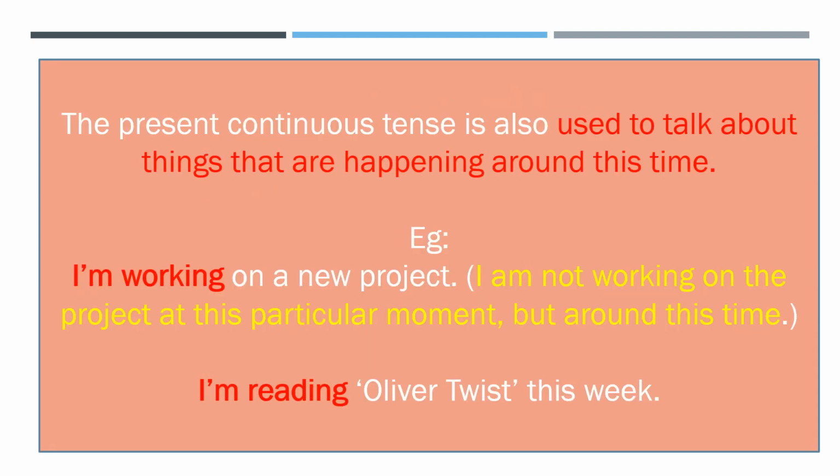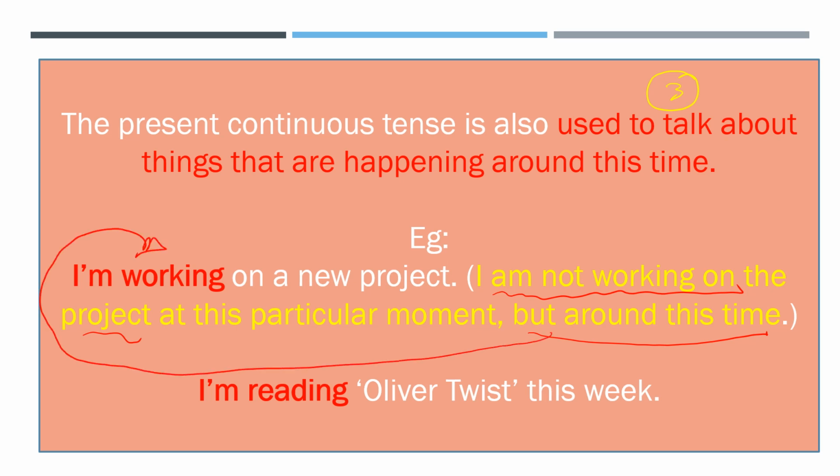The present continuous tense is also used to talk about things that are happening around this time. So this is the third use of present continuous tense. For example, I am working on a new project. That is something that is happening around this time. I am not working on the project at this particular moment. When I am talking to you, I am not working on the project. Maybe I am having lunch at that time together with you. But around this time, I am working on a new project.